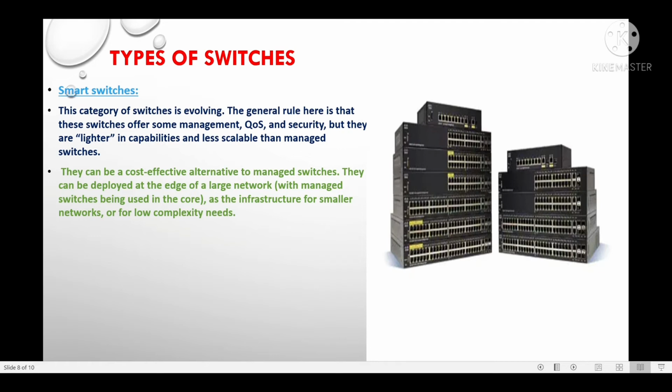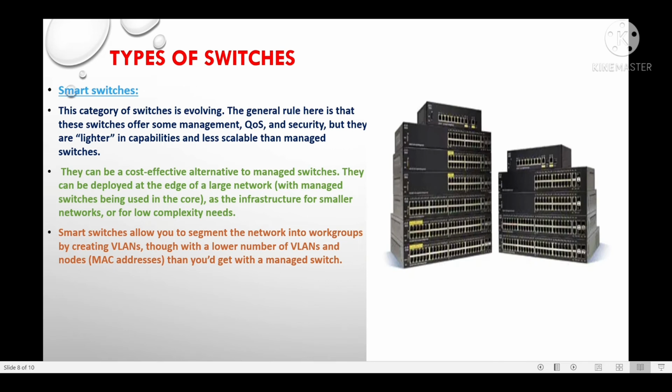So wherever a very high traffic flow is happening and a very high level of device capacity is needed, those kinds of switches will be used in the core. And wherever there is lighter or less traffic, on that side we can use the smart switches. Smart switches will allow us to segment the network into work groups by allowing us to create VLANs, that is virtual LAN networks. Though it will be a lower number of LANs and nodes, it will still allow us to get that, and these facilities will be less than those available in managed switches.